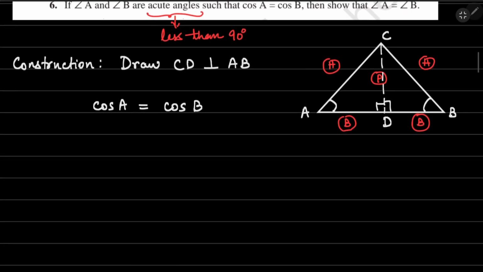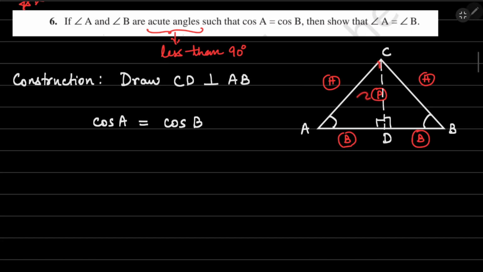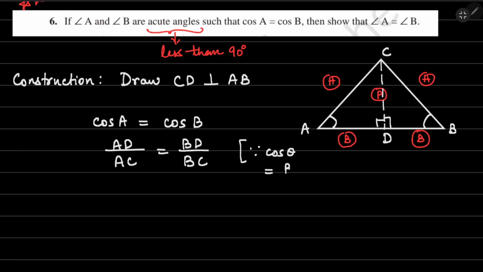what you are given is cos A. So cos A refers to this particular triangle, CDA. So what is cos A equal to? B by H, so AD by AC. So let's write that. Cos A is nothing but B by H, B is nothing but AD, H is AC, is equal to cos B. Again, B by H, which is BD by BC. Okay, you're just writing the ratios, since you can write cos theta is nothing but base by hypotenuse.